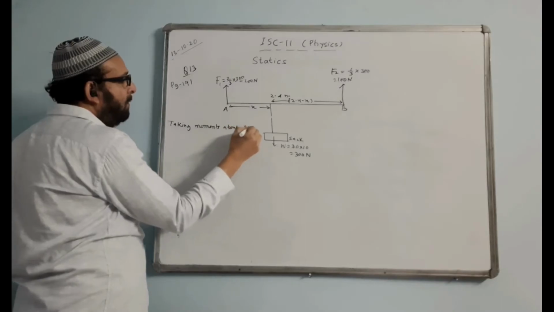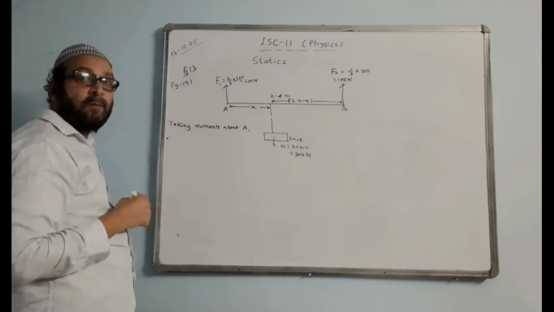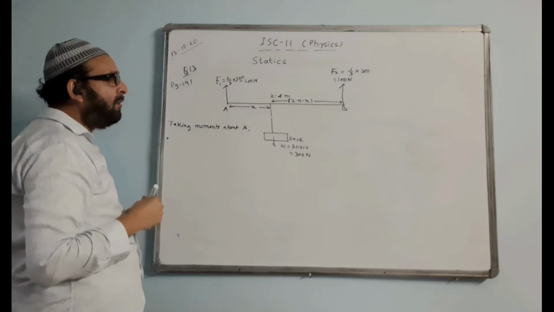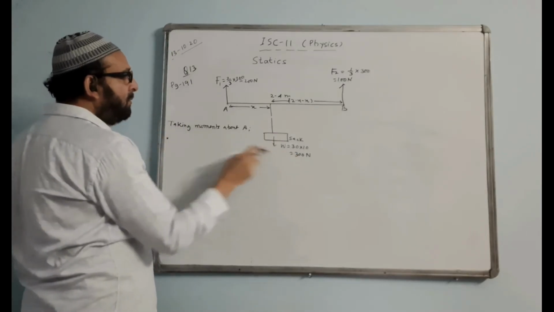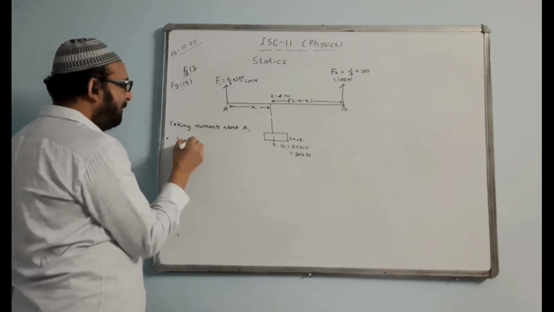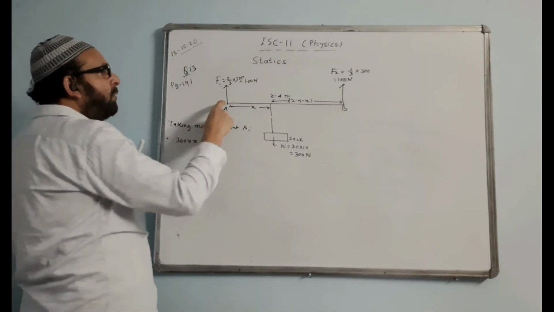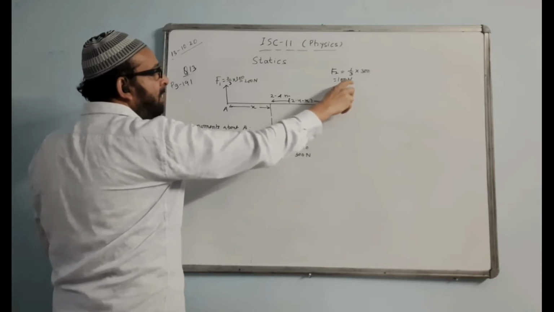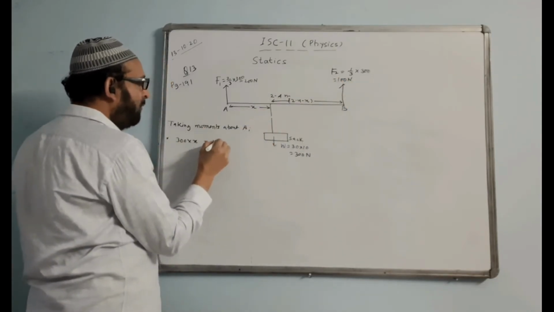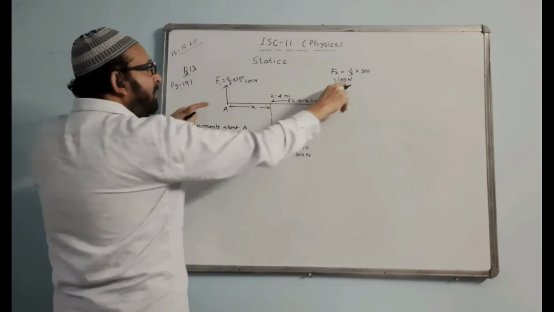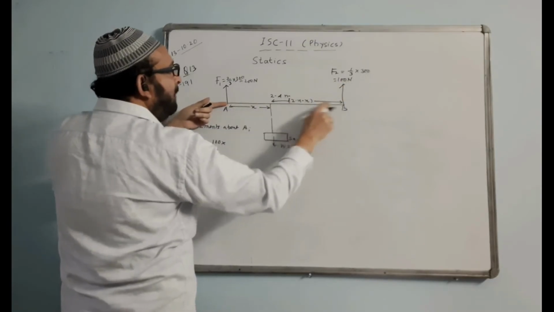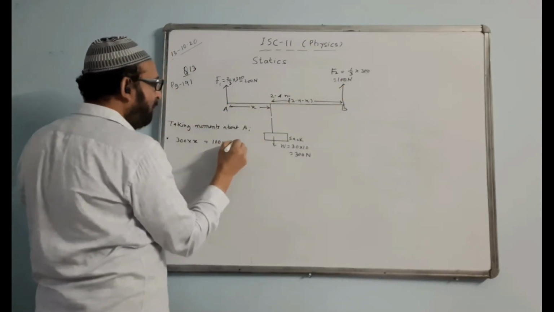So taking moments about A, let us write the clockwise moment first, and that will be equal to the anti-clockwise moment. The clockwise moment is this one, 300 into x, equal to the anti-clockwise moment about the point A of this force. That will be 100 into the distance of this force from point A, and the total distance is 2.4.